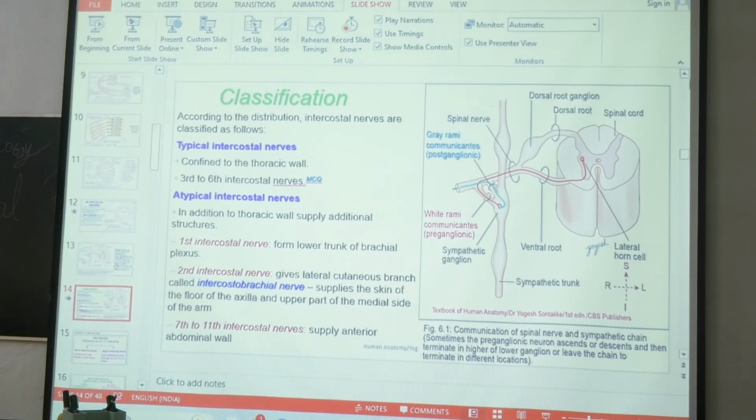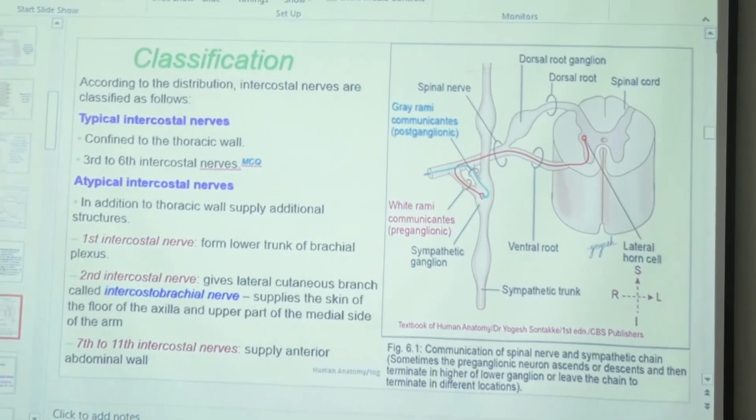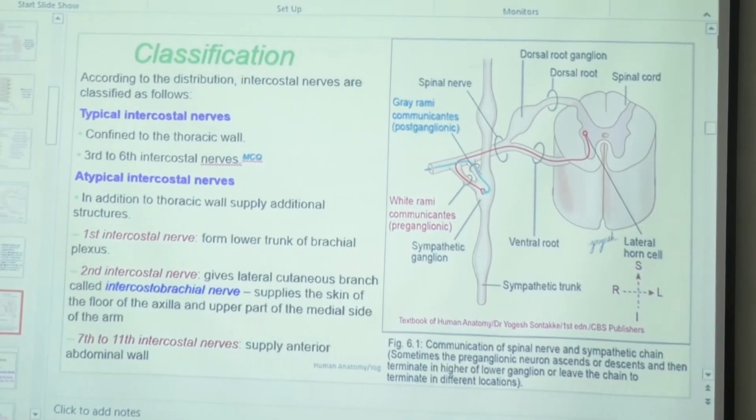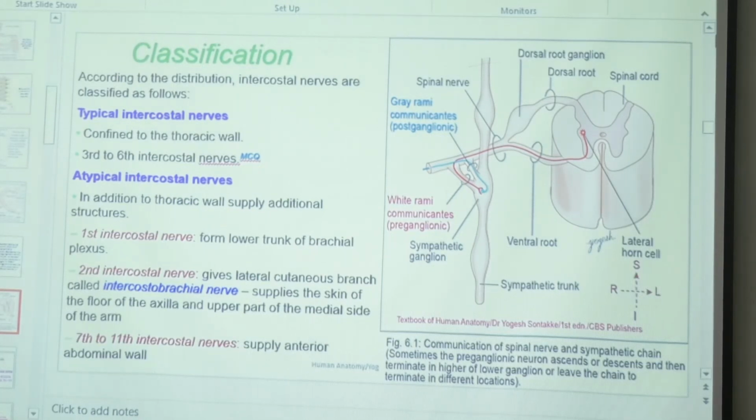Intercostal nerves are classified into typical and atypical intercostal nerves. Typical nerves are confined only to the thoracic wall, and third to sixth intercostal nerves are typical nerves. Atypical intercostal nerves, in addition to the thoracic wall, supply additional structures. First, the first intercostal nerve forms part of the lower trunk of the brachial plexus. Second, it gives a lateral cutaneous branch, that is the intercostobrachial nerve. You have seen this during the superior extremity dissection in the axilla. It supplies the skin of the floor of the axilla and the upper part of the medial side of the arm.